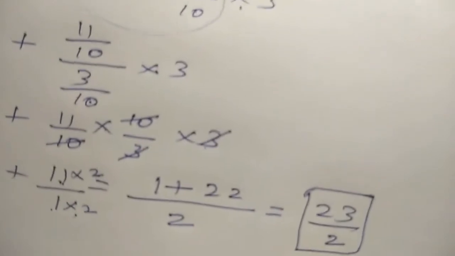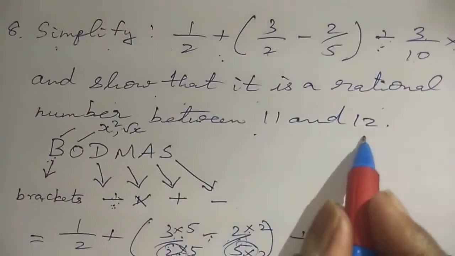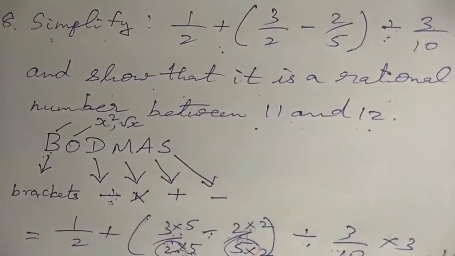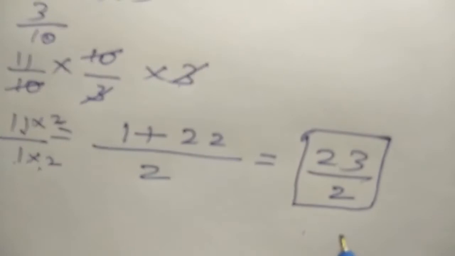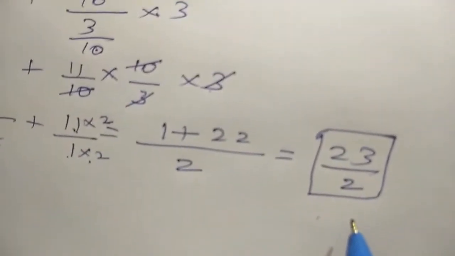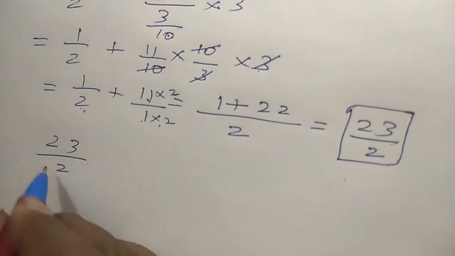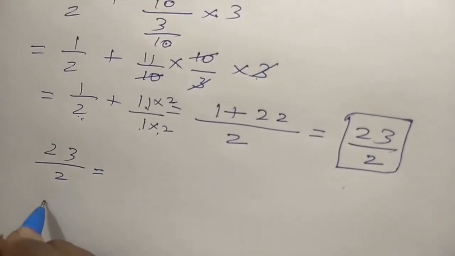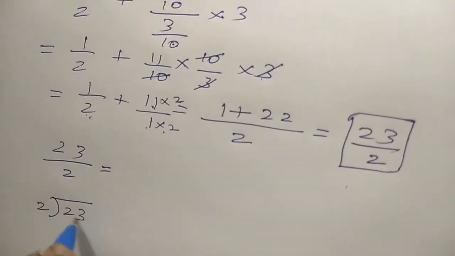So is the question over? No. We have to show that it is a rational number between 11 and 12. Correct? So we have to show that this answer, 23/2, lies between 11 and 12. How can you show this? We have 23/2, so we write it as a mixed fraction. We divide 23 by 2.